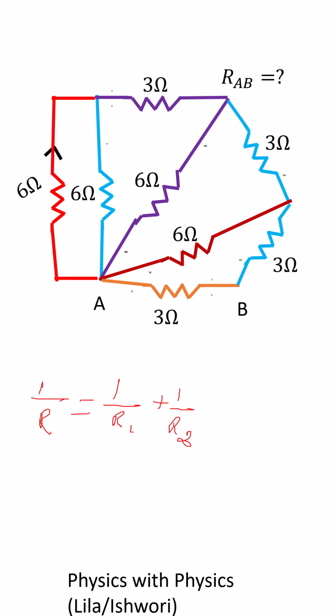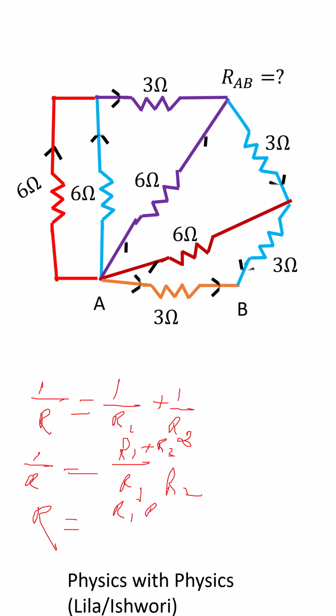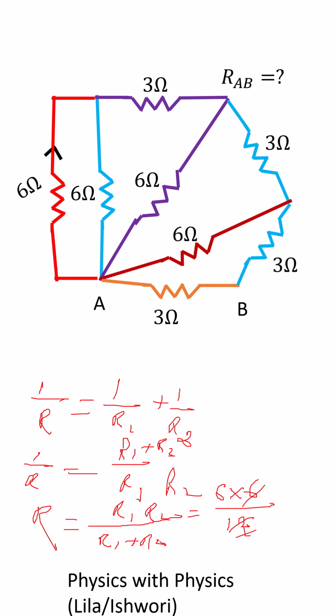So 1 by R equals 1 by R1 plus 1 by R2, which gives R equals R1 R2 by R1 plus R2. That's why the equivalent resistance can be written directly as R1 R2 by R1 plus R2. So the equivalent resistance between 6 ohm and 6 ohm becomes 6 into 6 by 6 plus 6, that is 36 by 12, which is 3.